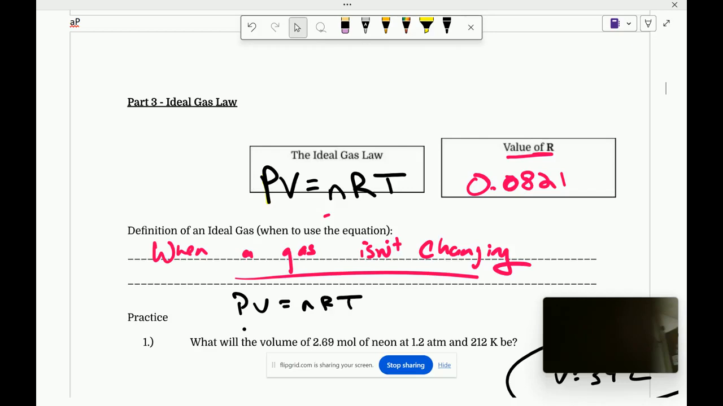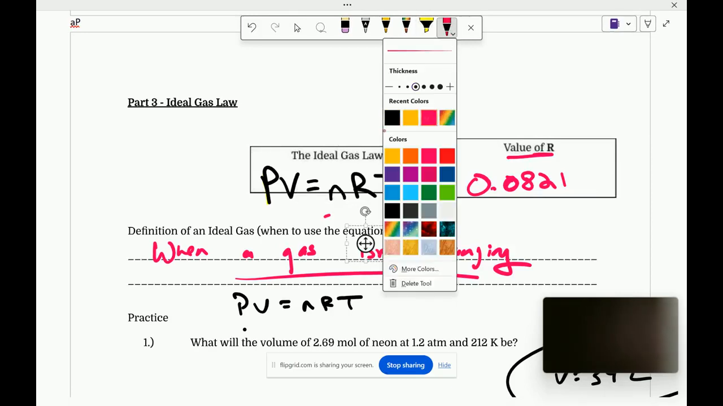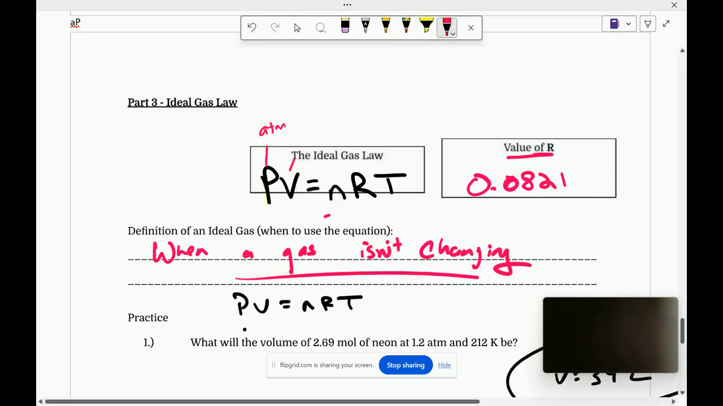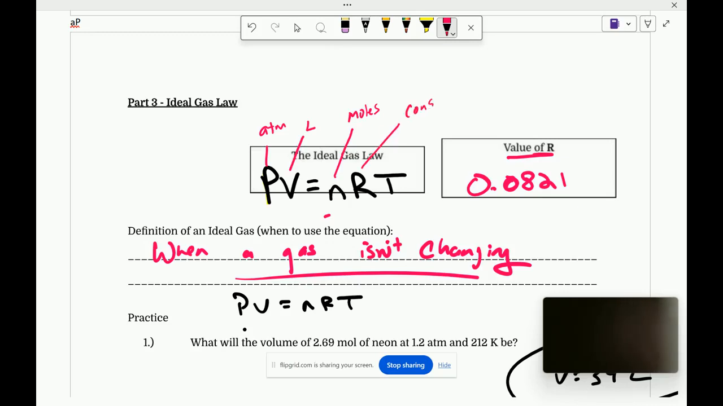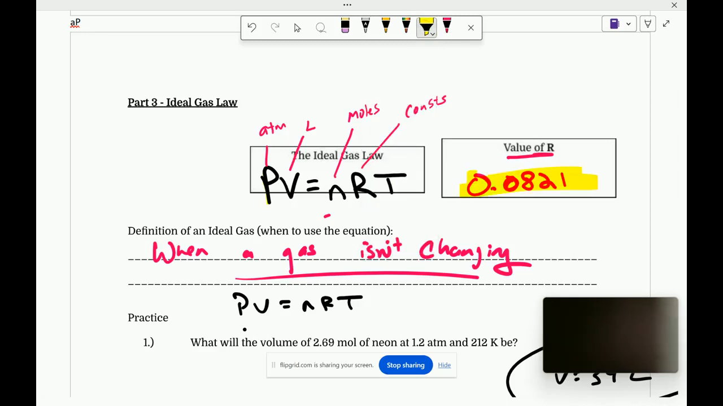Similarly. Okay, here's what the variables mean. Ready? Pressure is P. We're going to use atmospheres. Volume, we're going to use liters. N is the number of moles. R is a constant, and this is the value for R right here: 0.0821. That value will always be that, so you are always given that. And then what's temperature going to be? Kelvin, K.